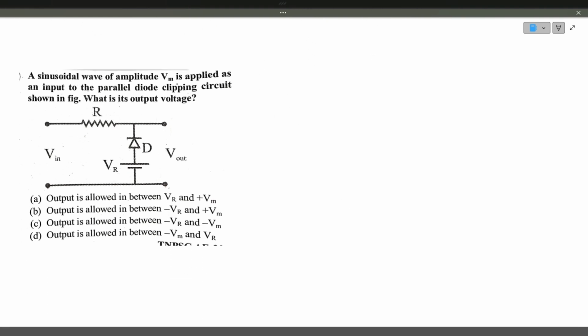A sinusoidal wave of amplitude Vm is applied as input to a parallel diode clipping circuit. So what is the output voltage? Now I would like to explain one basic formula here. This is the resistance R. This is the diode. Now we'll see without this VR. In the question VR is given, but I am taking the circuit without VR, because you should understand the basic thing.